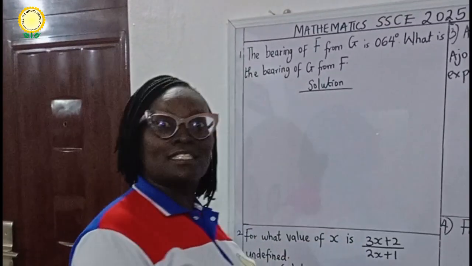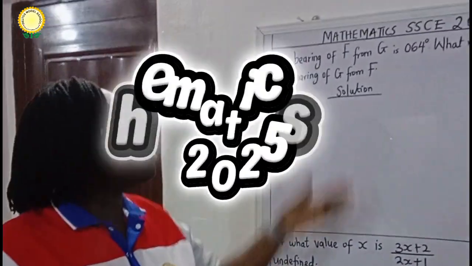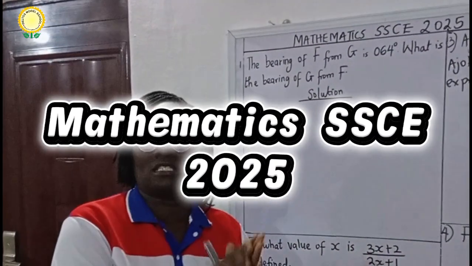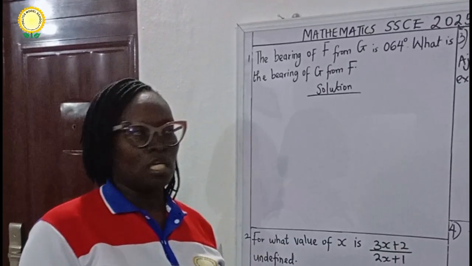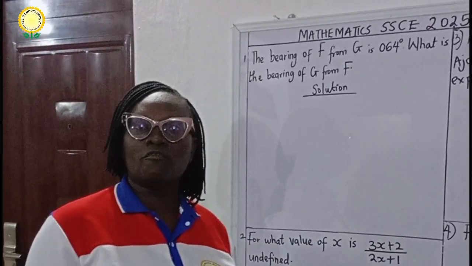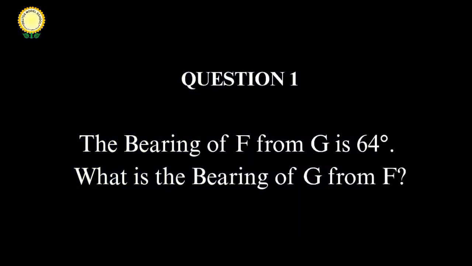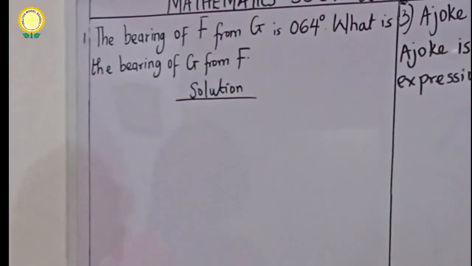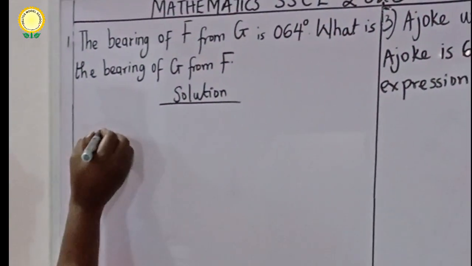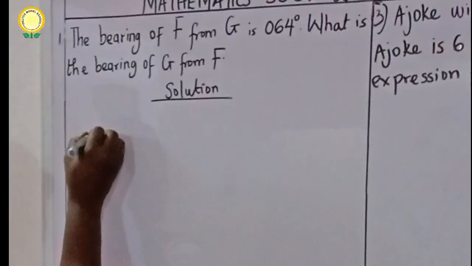Guess what we are having today? What you have asked for, Mathematics SSCE 2025 solution. If you are here, you are preparing for your examination. This is revision time. Question 1. The bearing of F from G is 64 degrees. What is the bearing of G from F? This is a simple question, it's bearing. So let's solve. Solution.